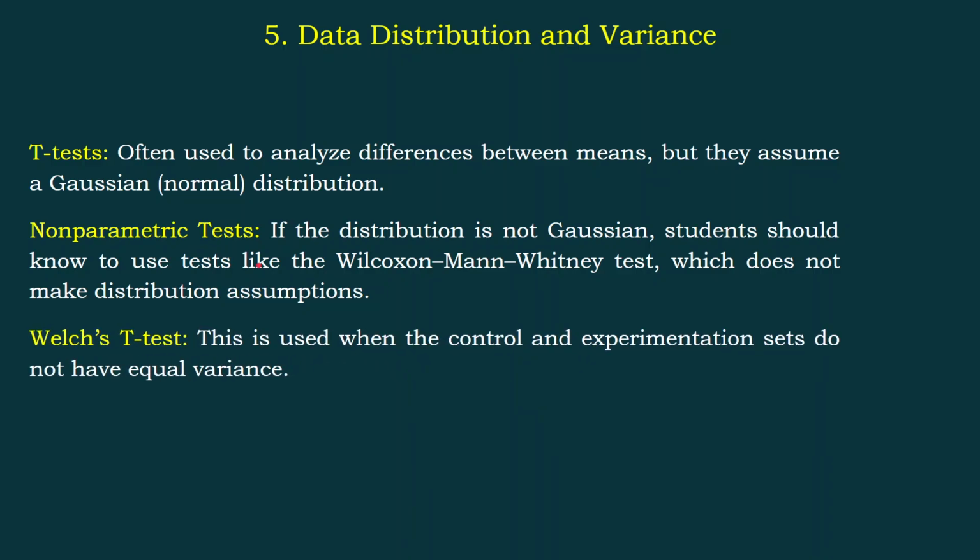And then the Welch t-test is used when the control and experimentation sets do not have equal variance. So here, as we know, we have a control group and an experimentation group, and when they do not have equal variance, we find the variance by applying the variance formula to the two groups. Based upon the variance, the test works. So this t-test is used when the variance is different in the control group and the experimentation group.